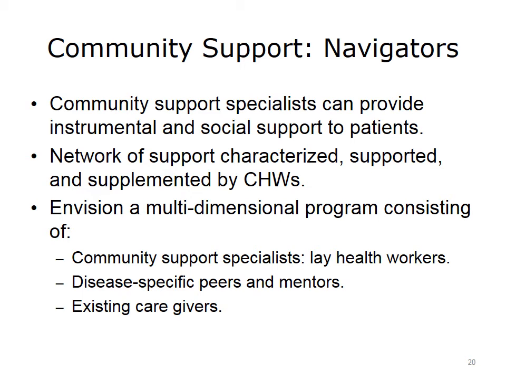What J-CHIP envisions is a multidimensional program including existing caregivers as well as disease-specific peers and mentors. So if a patient has diabetes, for example, J-CHIP pairs that patient with someone who's been successful at living with and monitoring their own diabetes. Or a mother who has successfully navigated a high-risk pregnancy may be assigned to a teen with a difficult pregnancy.